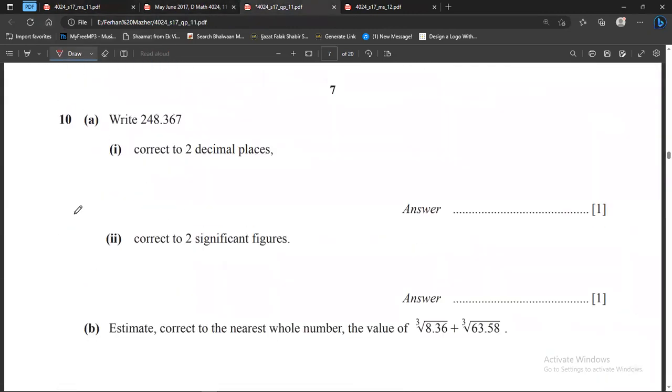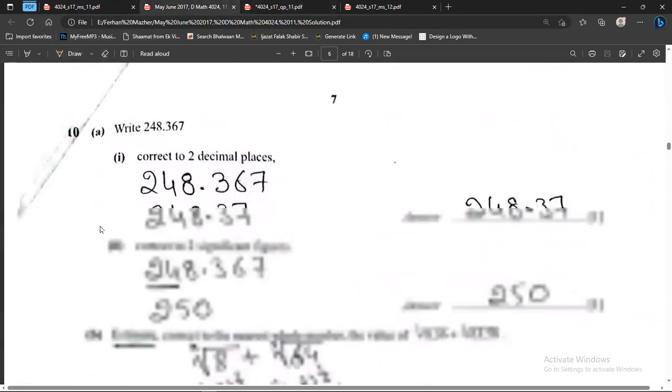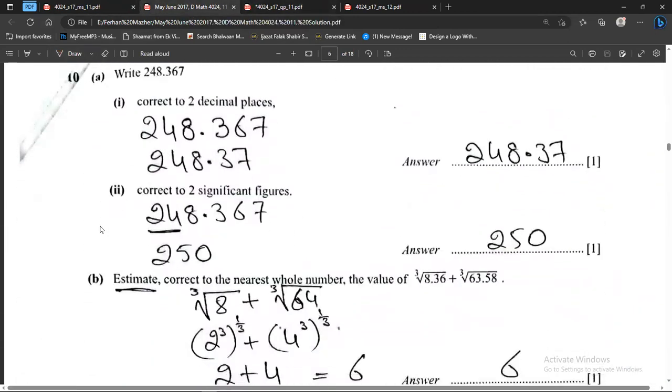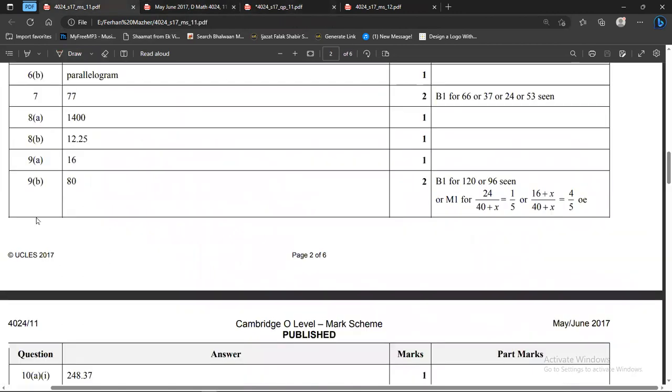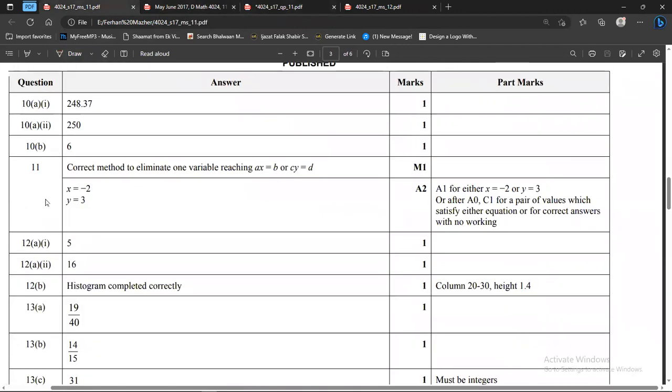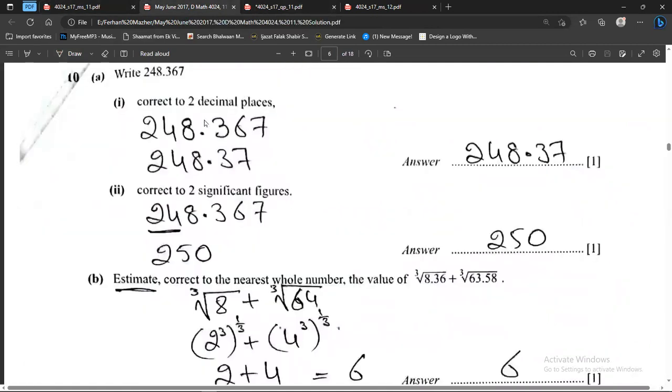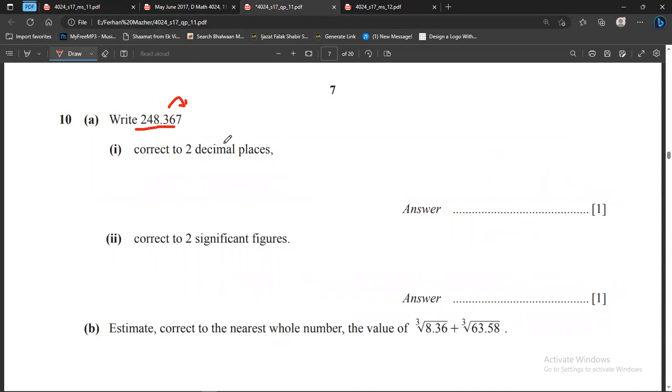Question number 10, he says, write 248.367 correct to 2 decimal places. So 2 decimal places up till here. So after this, we have 7. So we will write there 248.37. 248.37 is the right answer, sir, because 2 decimal places means up till here. So our answer is right.